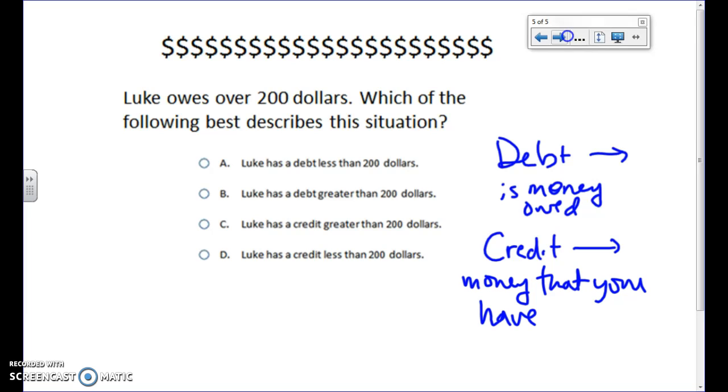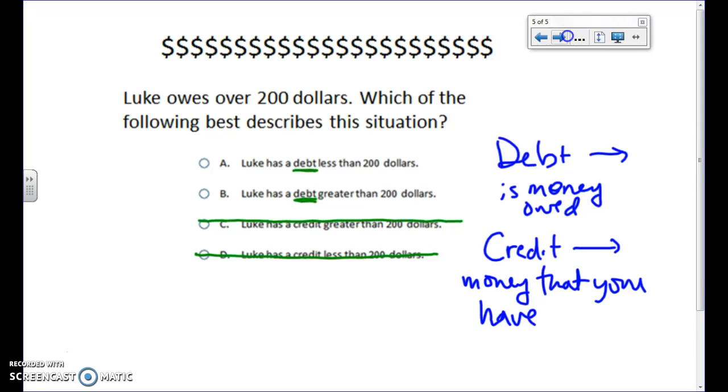Okay, so in this case, if he owes over $200, which of the following best describes the situation? He has a debt less than $200. Okay, he does have a debt because he owes money. He has a debt greater than $200. He has a credit greater than $200. That can't be because he owes money, so it's not a credit. So those two are out for sure. If he owes over $200, that means he owes more than $200. He's more than negative $200.